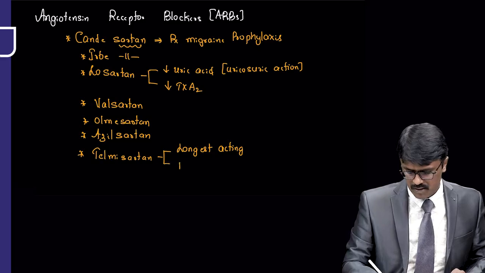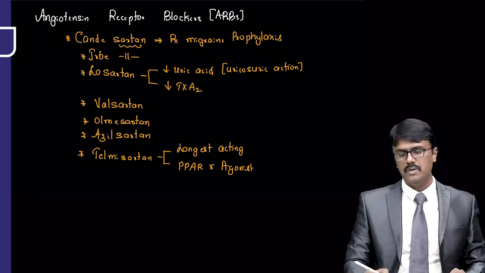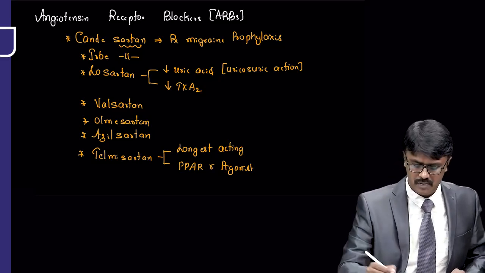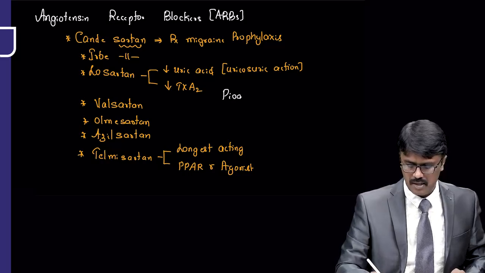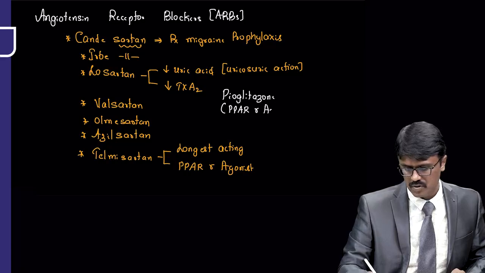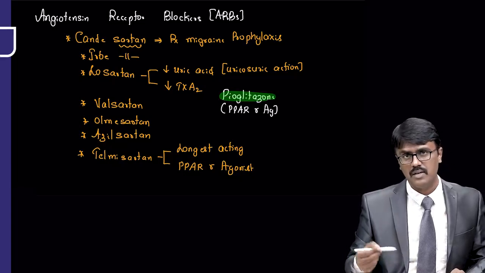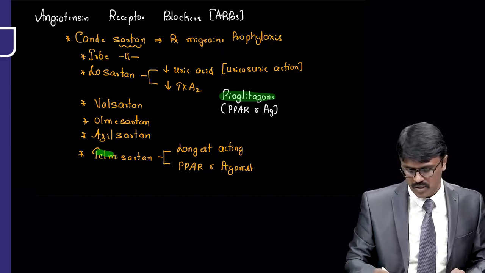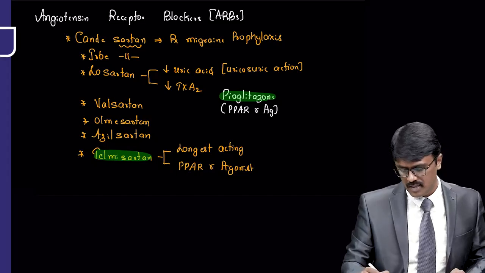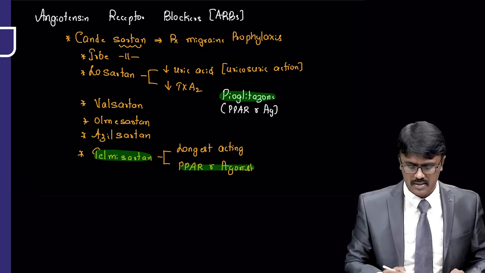One more advantage is it has PPAR gamma agonism. So it has PPAR gamma agonistic activity. Do you remember in diabetes we have a drug called pioglitazone? Pioglitazone also has PPAR gamma agonism, and because of this, pioglitazone is used in diabetes. Suppose a patient has hypertension with diabetes. If an ARB should be chosen, telmisartan will be the best choice because it has PPAR gamma agonism, which will help in diabetes treatment also. So that is telmisartan for you.